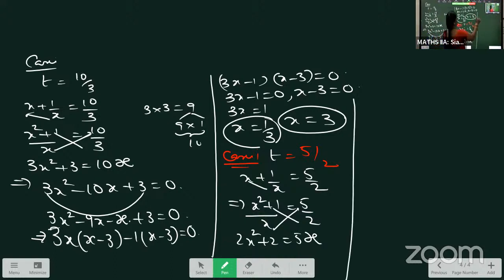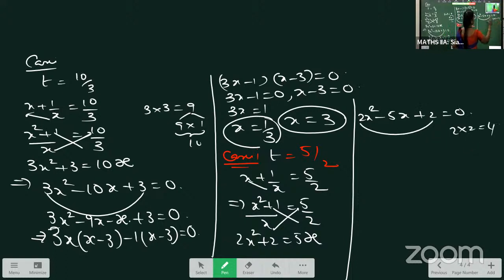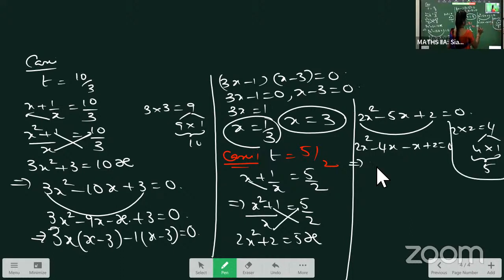2x square, bring this one into the middle: 2x square minus 5x plus 2 is equal to 0. Again, you do the factorization. 2 into 2 is 4, so to get 5, you can write that 4 and 1. If you add both of them, you will get 5. Then we write this as 2x square minus 4x minus x plus 2 is equal to 0.